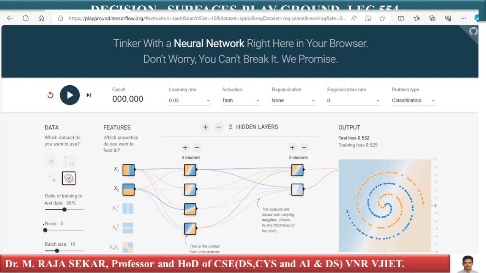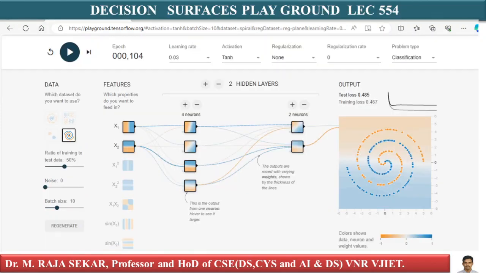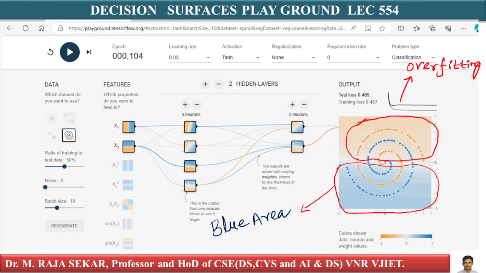Let me train this one. After 104 epochs, what am I getting here? Let's look at it. This whole thing is a blue area, and this whole thing I can say is an orange area. There is another region that is orange, and this one I can also say is an orange area, which is not right. The most important thing that we notice here is the training loss and test loss.